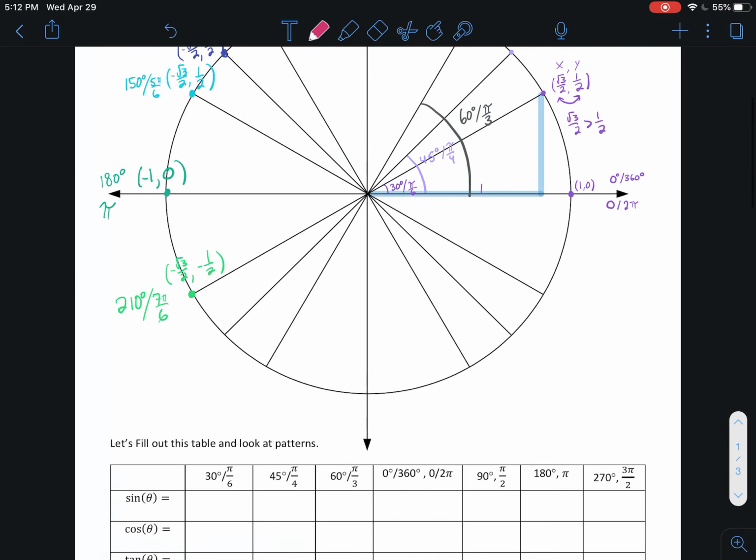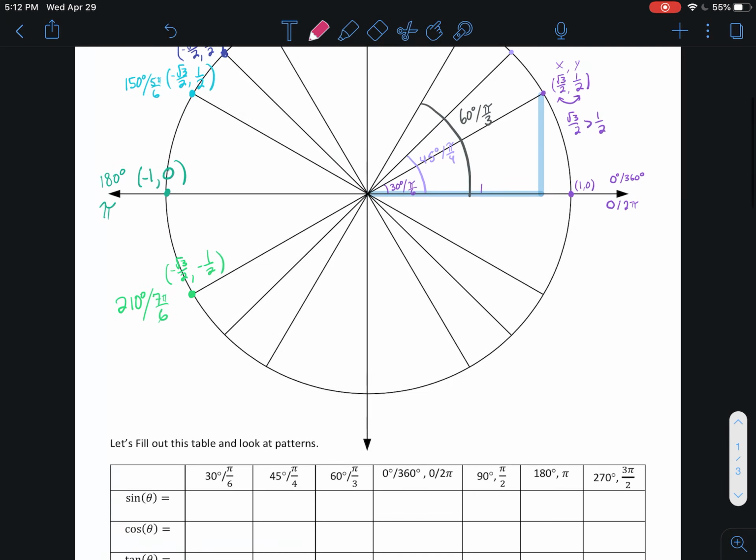Continuing around, we have 15 degrees past 210 is our next 45-degree angle. So that's going to give us 225 degrees, also known as 5 pi over 4 radians. And then again, everything is negative, so negative radical 2 over 2, comma negative radical 2 over 2.